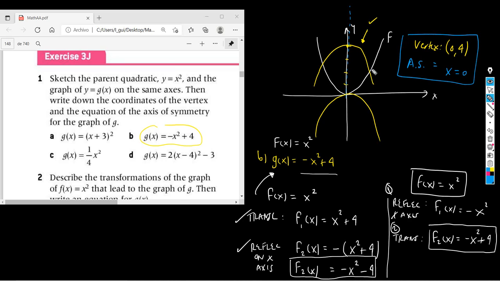So there you go. These are the answers. This is the sketch. These are the coordinates of the vertex. And this is the coordinate of the axis of symmetry. And that finishes this one. Now what about D?